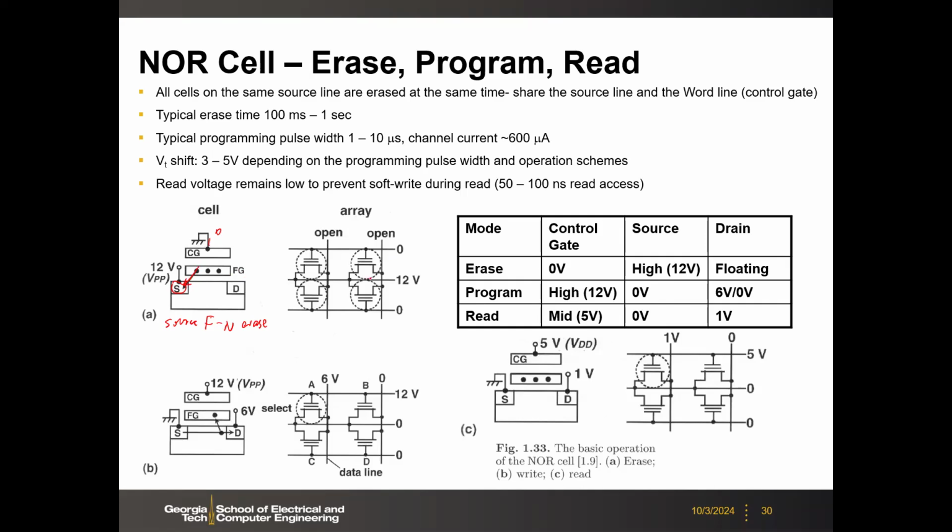So if you look at the NOR array, what you can do here is put 12 volts on this source line, and then all the cells attached to the source line will be erased together. Here the gate is grounded, and then the drain could be floating. So open means floating. Here you have this FN tunneling, and this is generally kind of slow, right? You may need like hundreds of milliseconds for the erase.